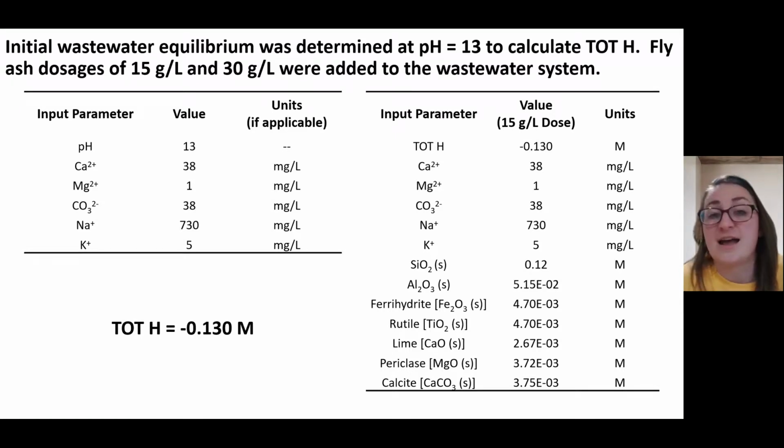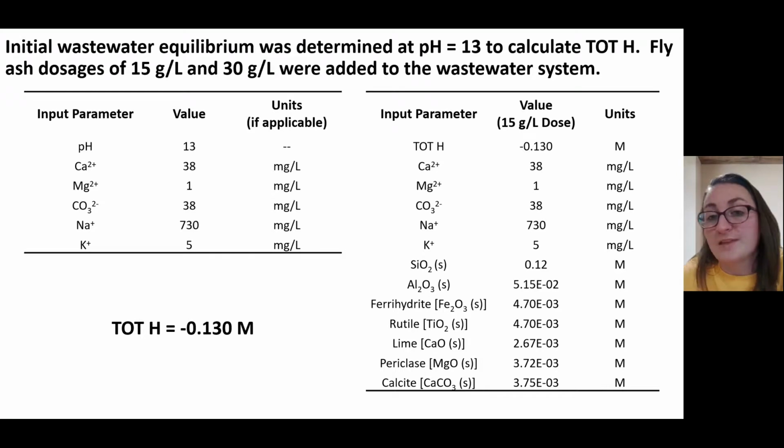And then on the right-hand side, these are my inputs into the treated wastewater system. So as you can see in the second half of the table on the right-hand side, all of those solids, those are from the fly ash. And in this case, those values represent the 15 grams per liter fly ash dose. The 15 grams per liter fly ash dose was used as the starting point for evaluating the fly ash treatment because that was actually the most effective fly ash dosage that was determined in the study that I was basing my MINTEQ Special Project on.